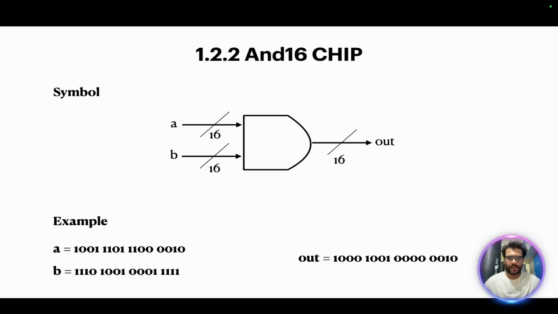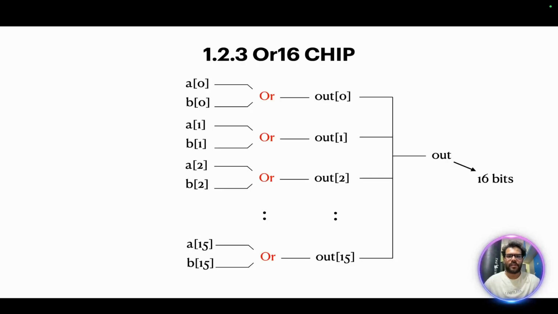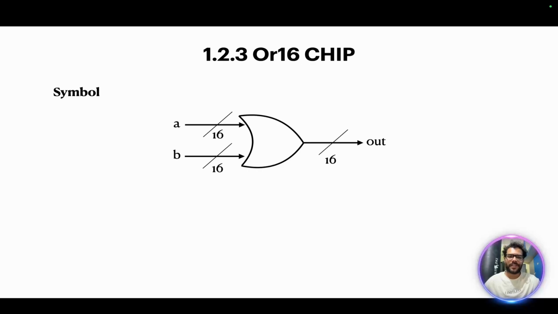Now moving on to the next chip, which is Or16, which is very similar to the And16. Take 2 bits and push them to an OR chip that we have built in the elementary gates, and you'll get the corresponding output bit. And the output again is of 16 bits. This would be the symbolic representation for Or16. You have a simple OR chip. A and B both are 16-bit buses, and the output is also a 16-bit bus.